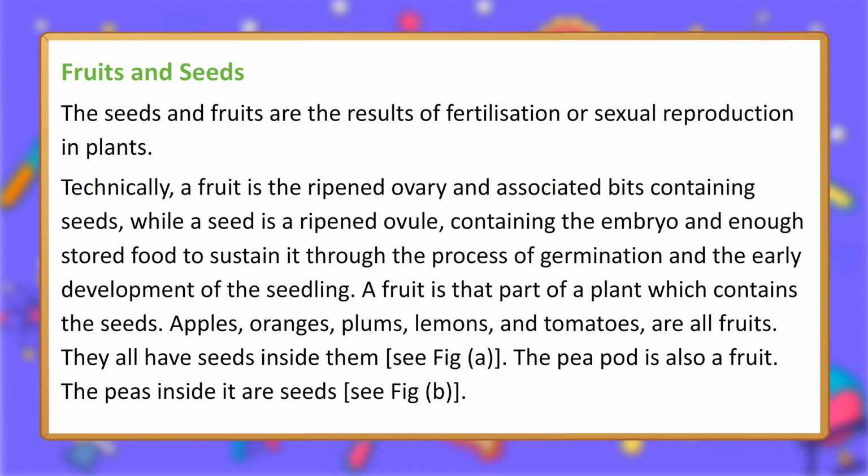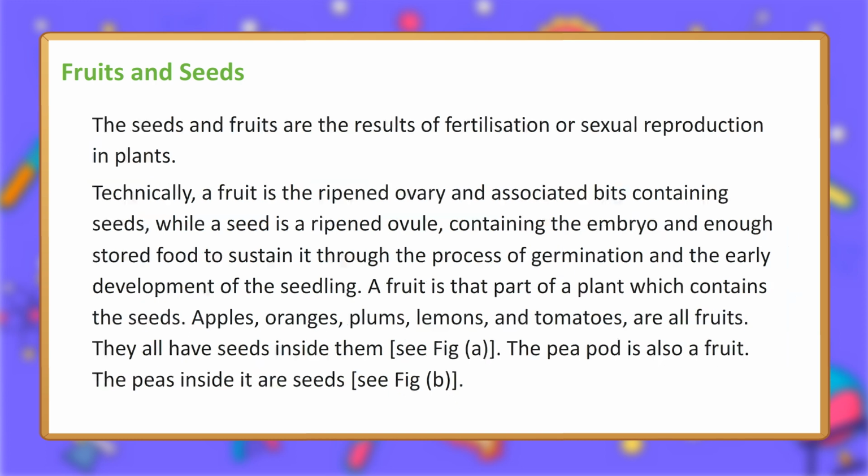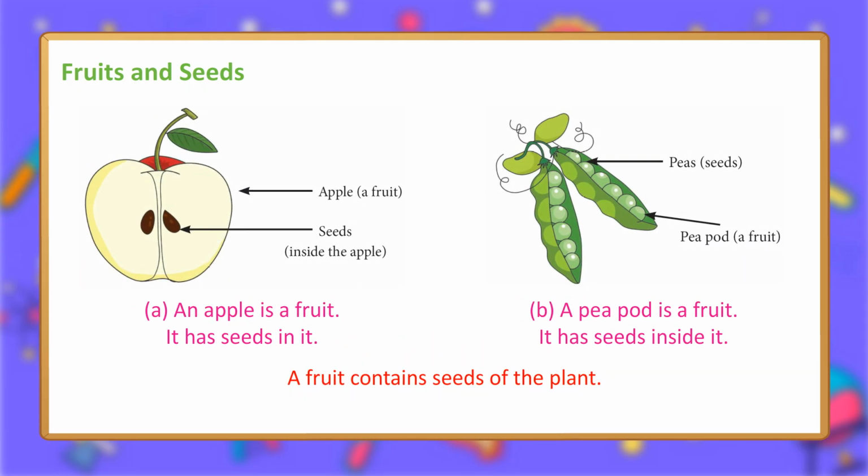Apples, oranges, plums, lemons, and tomatoes are all fruits. They all have seeds inside them. See fig. A. The pea pod is also a fruit. The peas inside it are seeds. See fig. B. A fruit contains seeds of the plant.